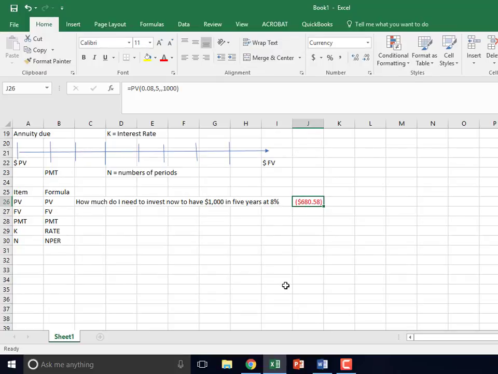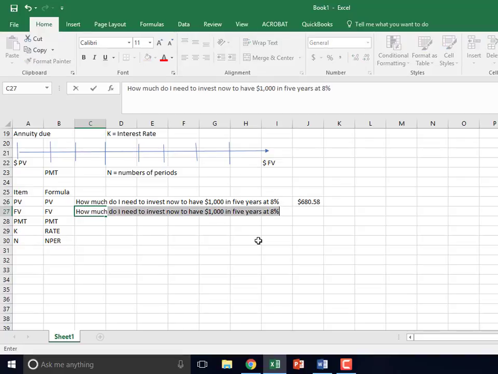$680.58. Now you'll notice that that's negative. That's just a function of how that formula works. And so you want to make sure that you put a negative at the beginning, because obviously you're not putting in negative $680, you're putting in $680. So you want to make sure that you adjust for that factor that it's going to make it a negative number. Okay, now let's do the opposite. How much will I have after 5 years at 8% if I deposit $680.58?